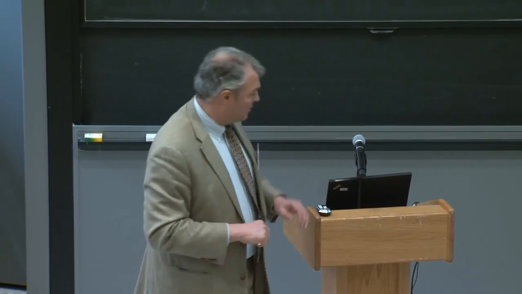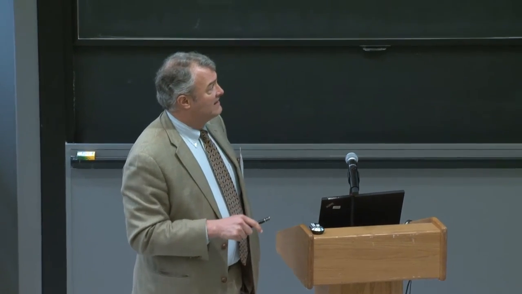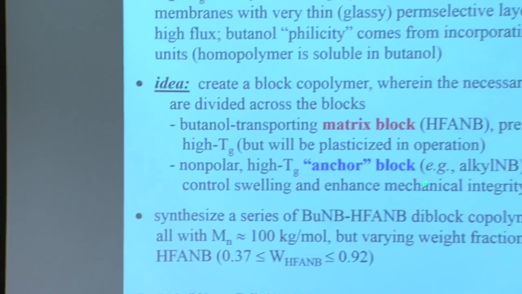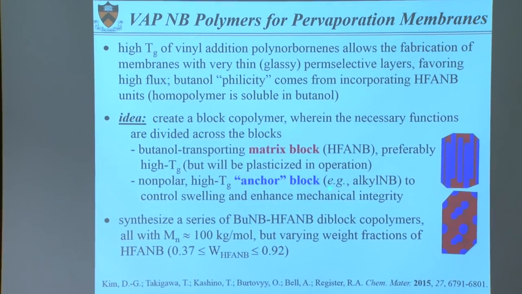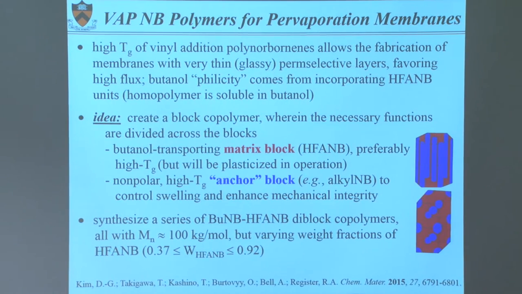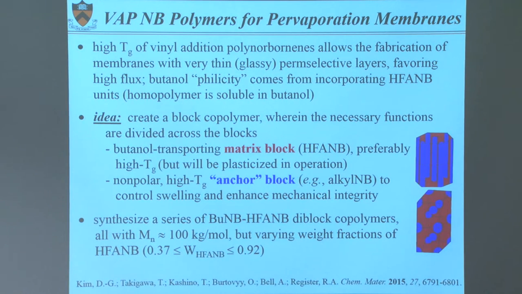And we thought, well, we'll do this with block copolymers. The idea is that we'll have one block that will be responsible for the transport. And it turns out that the HFANB homopolymer that I showed you already is soluble in neat butanol, not 1% butanol, but it'll dissolve in butanol. The butyl norbornene block does not. And we thought that would allow us to control swelling and enhance mechanical integrity. We knew this was a good idea because we'd learned from Bob in the late 80s, when he worked on gas transport, that you can divide up the functions of a membrane in this way. You have one block that's responsible for the transport, and the other blocks are in there to modulate mechanical properties and give you the other things that you want. Okay.